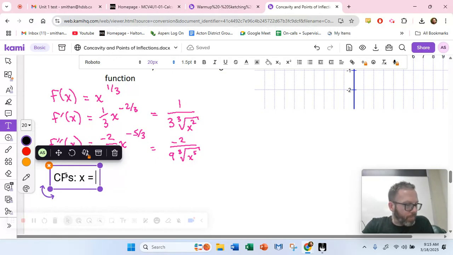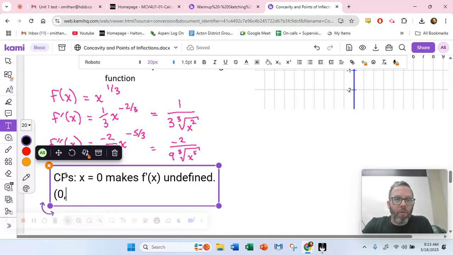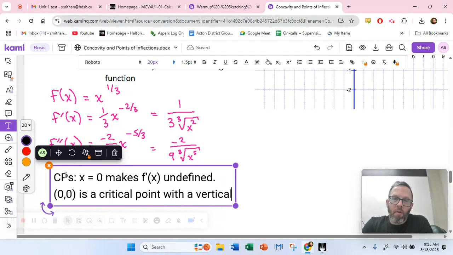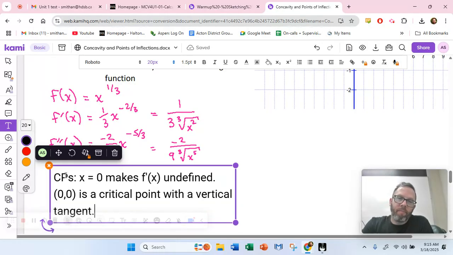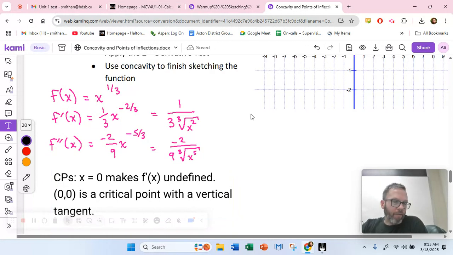x equals 0 makes that first derivative undefined. So what does that mean about the graph? That means that (0, 0) is a critical point with a vertical tangent. The graph's going to be vertical at that point. We'll graph it in a second and see what that looks like. All right, so we've talked about critical points. We found (0, 0). It's a critical point, but it's going to have a vertical tangent.